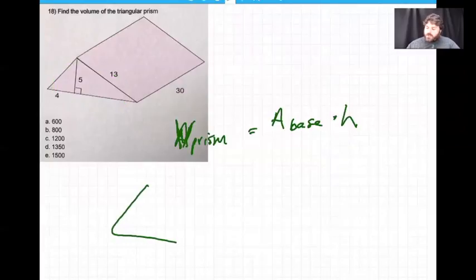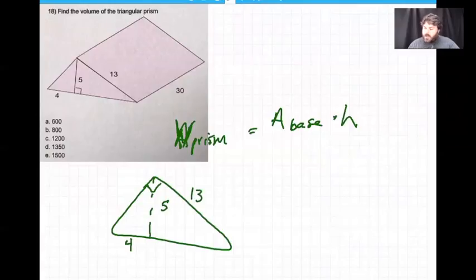So if I just focus in on this triangle, it's a right triangle. I know that this little section here is 4. The height here is 5. This long side is 13. I can use Pythagorean theorem to find this. That's going to give me my base. I know the height is 5.